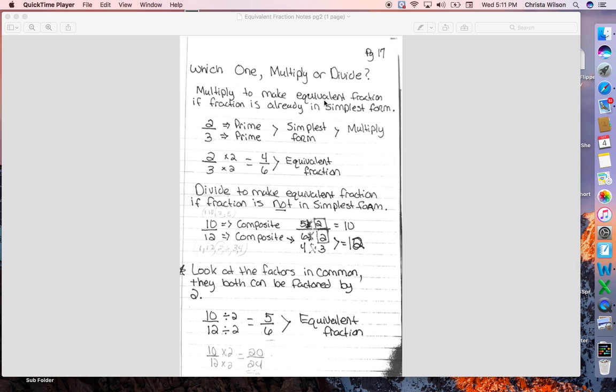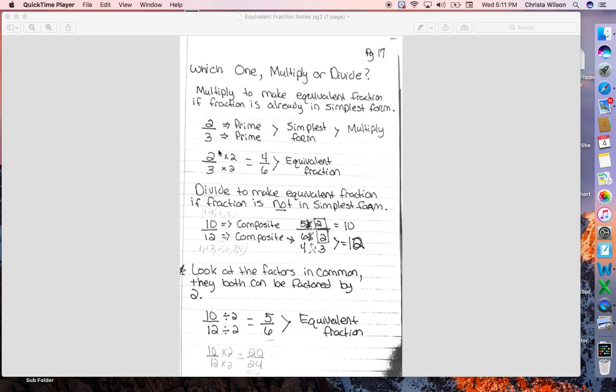Remember those prime and composite numbers we learned a couple of lessons back? This is where that is going to come in very handy. 2 is a prime number and 3 is a prime number. So when they're prime numbers, in their simplest form, they can't get any smaller. So that's when you multiply by the same number.